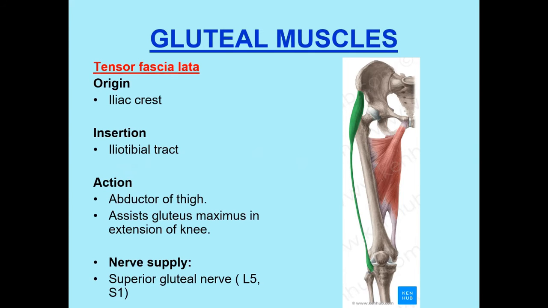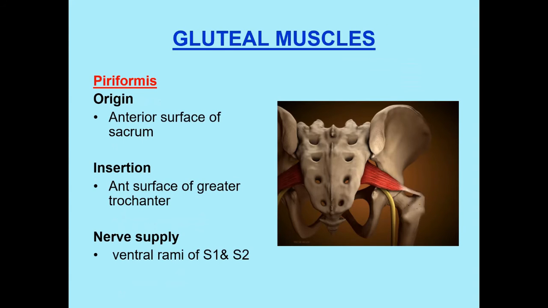Tensor fasciae latae. Its origin is from the iliac crest. Insertion is at the iliotibial tract. Action of the tensor fasciae latae is abductor of the thigh, and it assists gluteus maximus in extension of the knee. Its nerve supply is from the superior gluteal nerve, and its root value is L5 and S1.